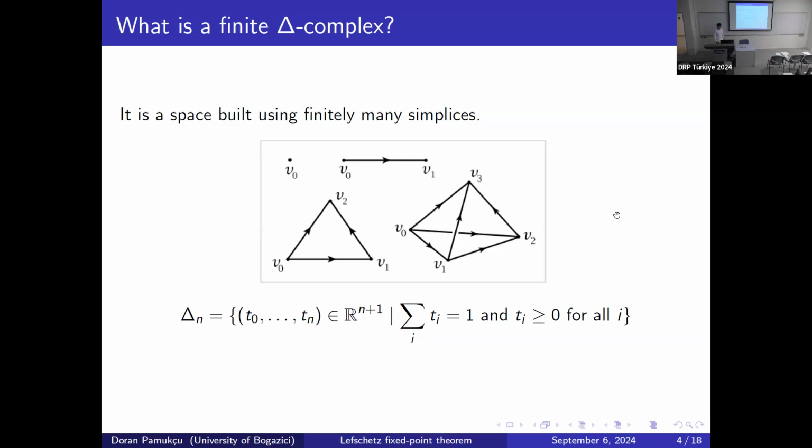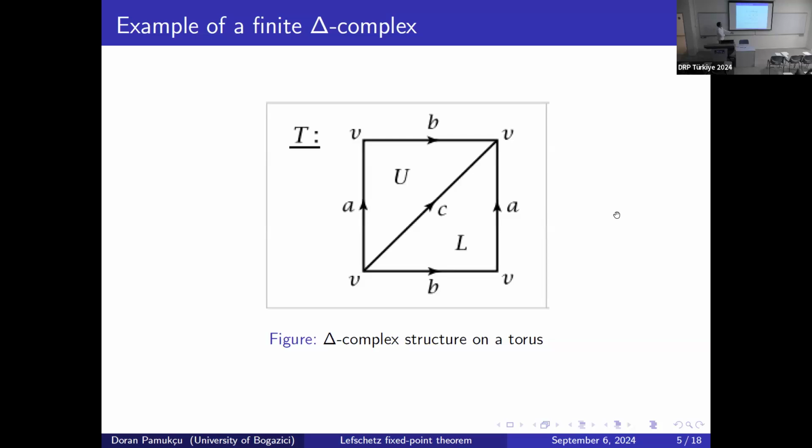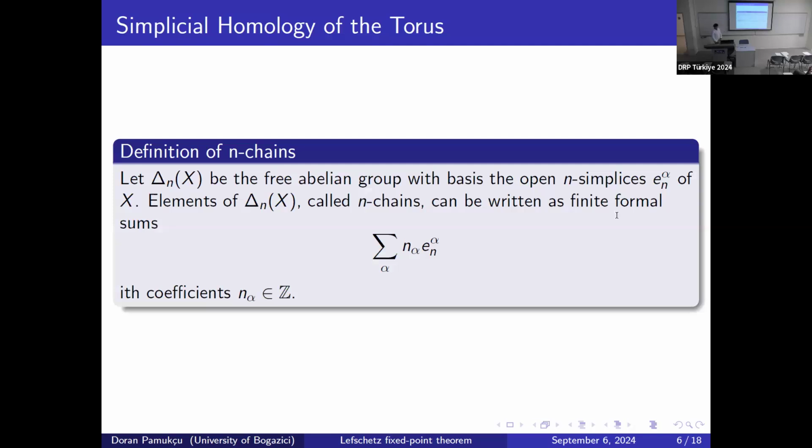It's a really basic form of topological space. We can use this to build spaces. And here's the delta complex structure of the torus. As you may know, it is very similar to its planar representation, but we have this additional one-simplex here in the middle to make things triangulated. There are also two two-simplices, U and L, two triangles. And using this, we're going to calculate the homology groups of the torus.